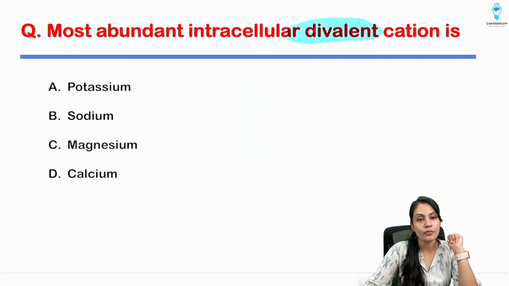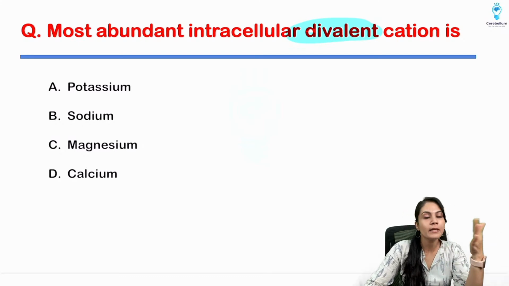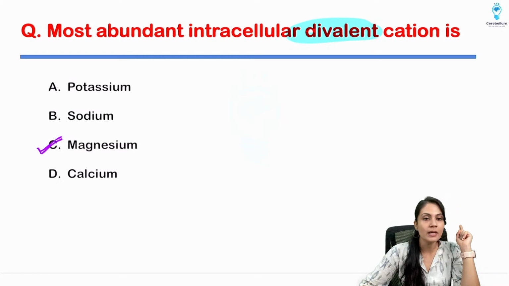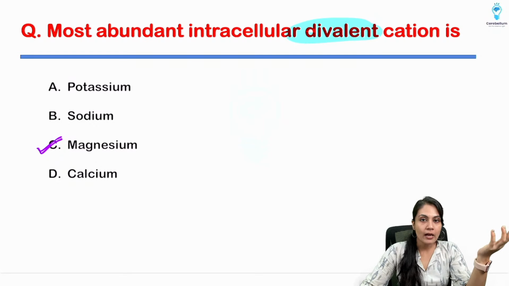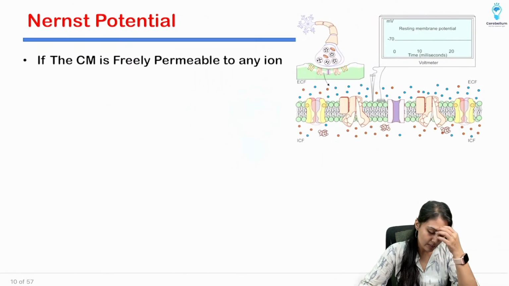The answer to this question is going to be, obviously, if they would have asked just intracellular cation, then the answer would have been potassium, but they asked divalent. So that's why my answer is going to be magnesium, right? Guys, give me the answer so that we can move ahead easily and quickly, isn't it?